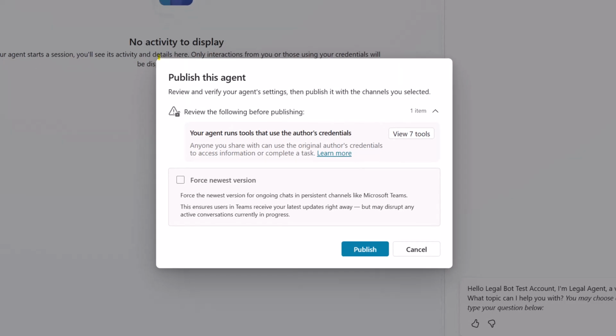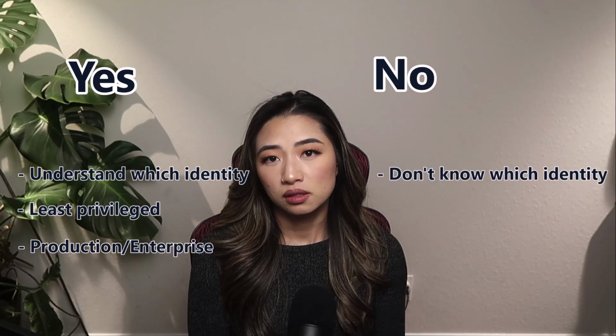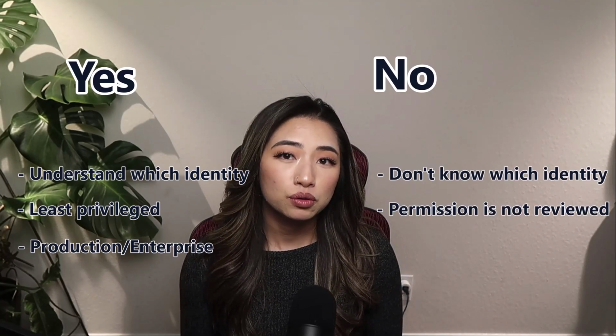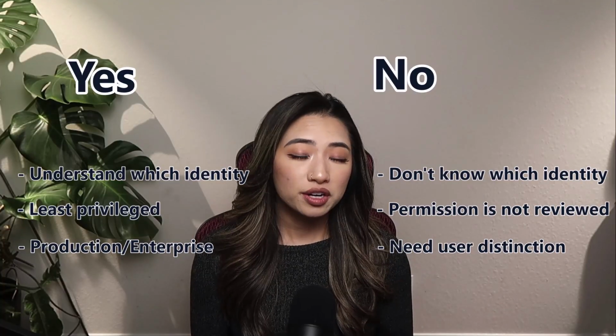So when you see that warning, should I publish? Yes, if you understand the identity being used, permissions follow least privilege, and this is a production or enterprise Copilot. It's a no if you don't know who owns the connection, permissions haven't been reviewed, and you actually need end user attribution. The warning isn't the problem. Lack of governance is. Copilot Studio is powerful, and power always comes with responsibility.